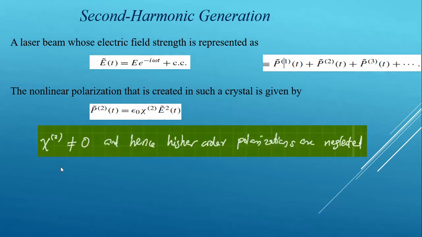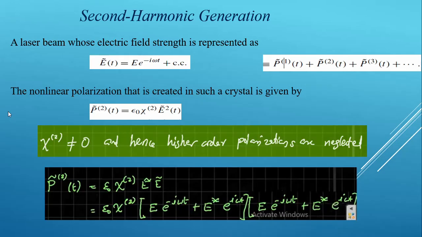We will neglect the higher order terms in view of chi square. So chi to the power 2 is not equal to 0. Then the effect of higher order terms will be a small fraction, so that we can neglect the higher order polarization. So this P2 of t is equal to epsilon 0 chi 2 E square of t. Now let us substitute the value of E of t, E of t is equal to E into e raised to minus I omega t. So this is chi 2 epsilon 0 into this E and this is another E.